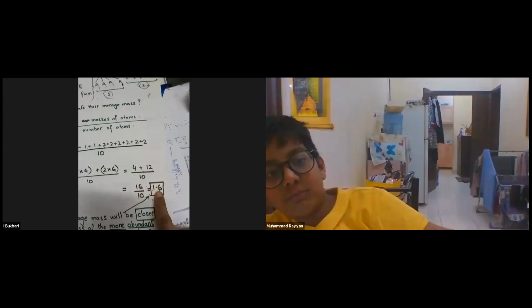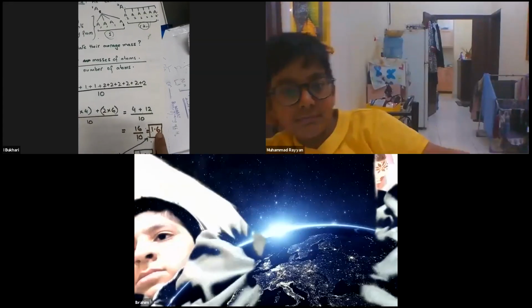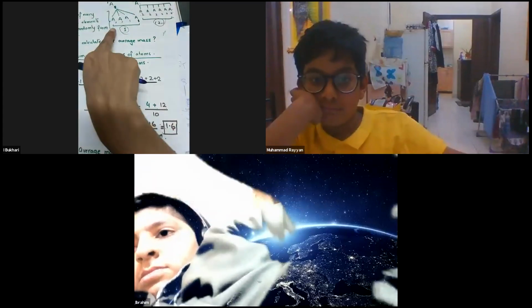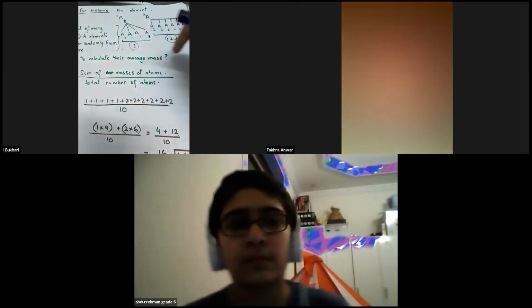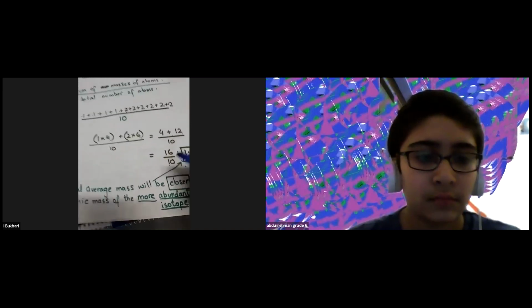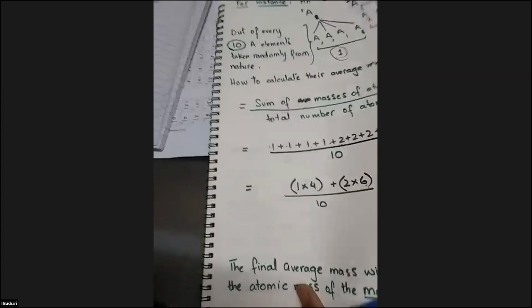Did you understand this? So 1 and 2, right? Can you see that the average is 1.6? 1.6 is closer to 2 than to 1. This is not 12, this is my imaginary element. This is not carbon. I hope you understood this. Now let's solve a question.